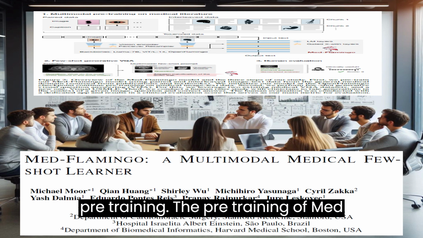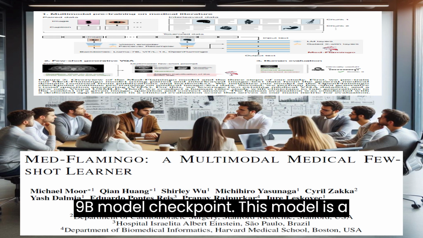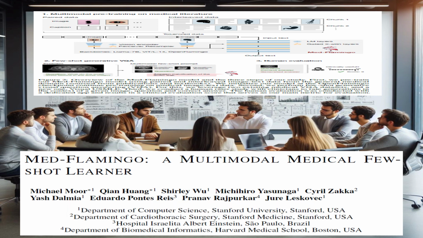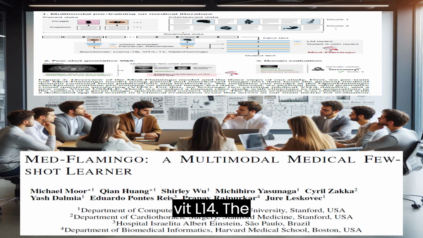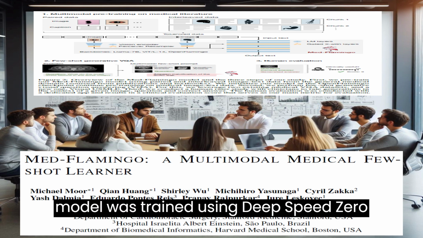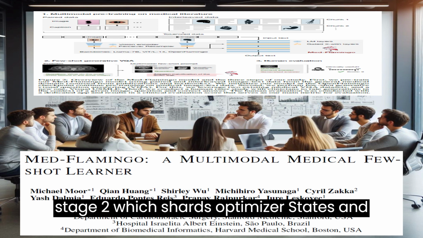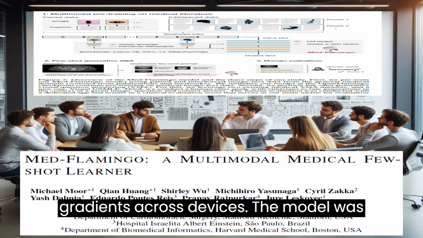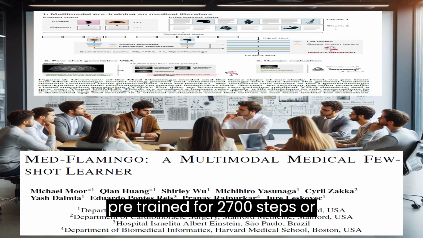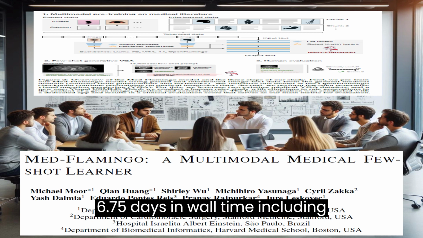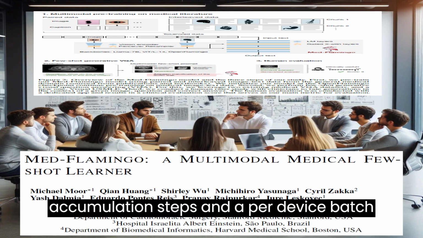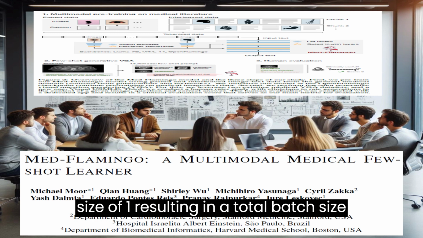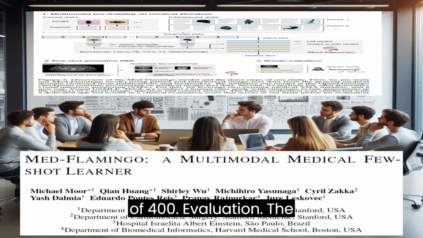Model pre-training. The pre-training of Med-Flamingo started with the OpenFlamingo 9B model checkpoint. This model is a general domain vision language model, VLM, built on top of the frozen language model Llama 7B and frozen vision encoder CLIP ViT-L/14. The model was trained using DeepSpeed ZeRO Stage 2, which shards optimizer states and gradients across devices. The model was pre-trained for 2,700 steps, or 6.75 days in wall time, including the validation steps, using 50 gradient accumulation steps and a per-device batch size of 1, resulting in a total batch size of 400.